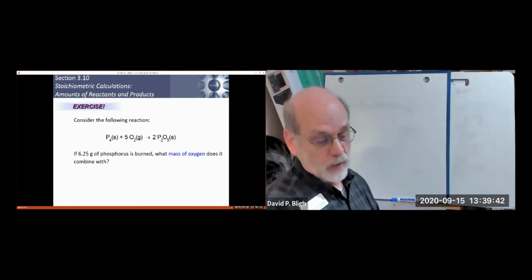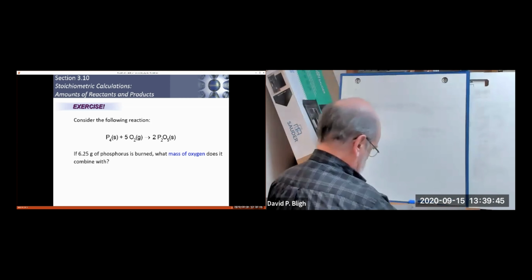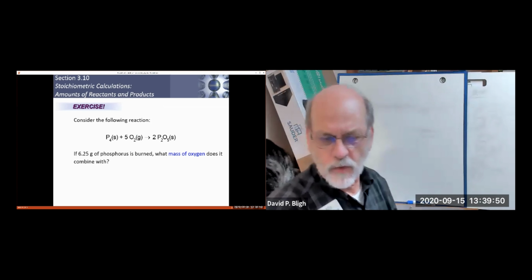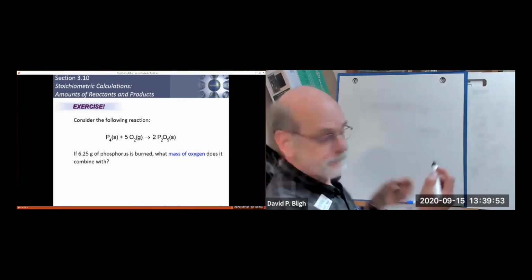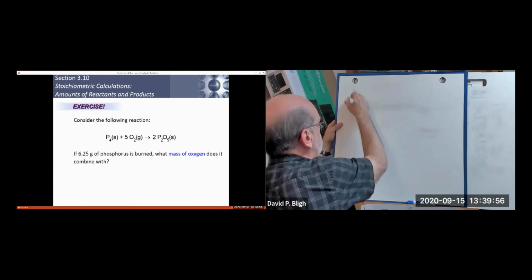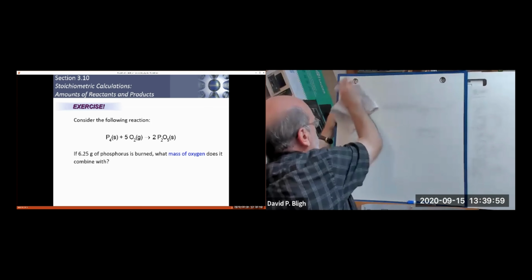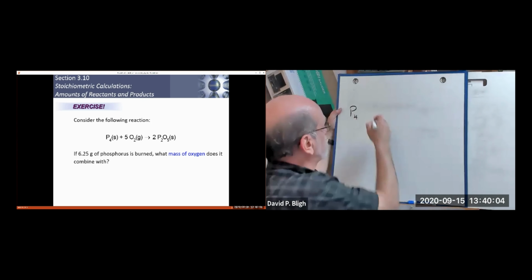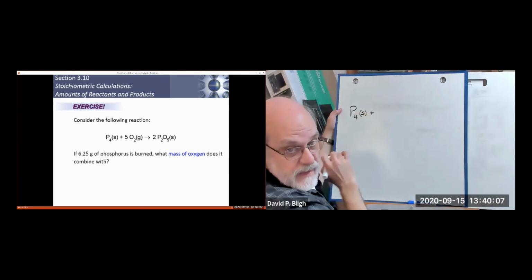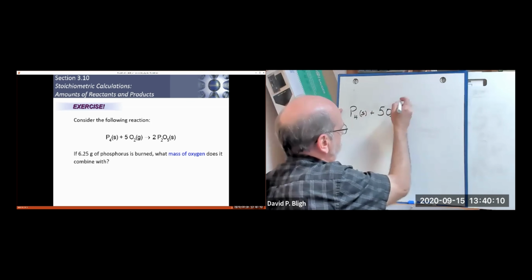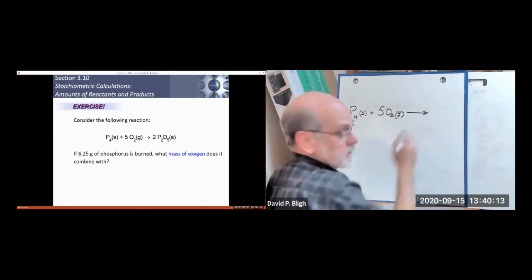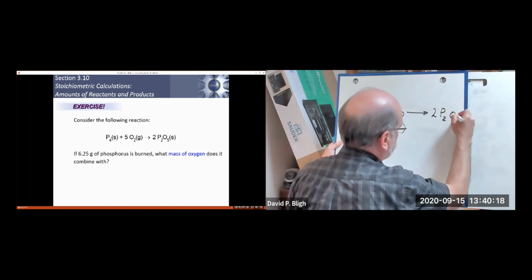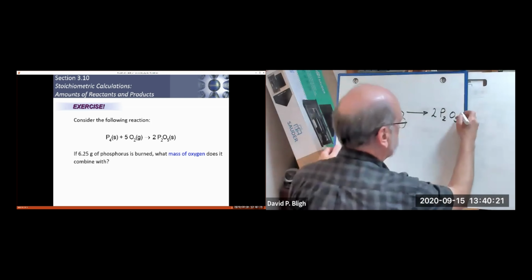I'm going to do this one on the board because I don't have it as neatly provided in an animation. So we have P4, which is phosphorus, and that's a solid. And then oxygen, gas. And we have P2O5, and that should also be a solid.